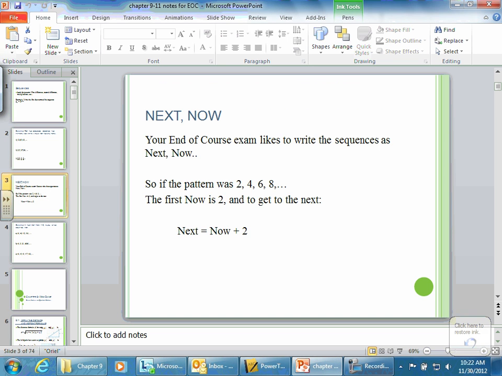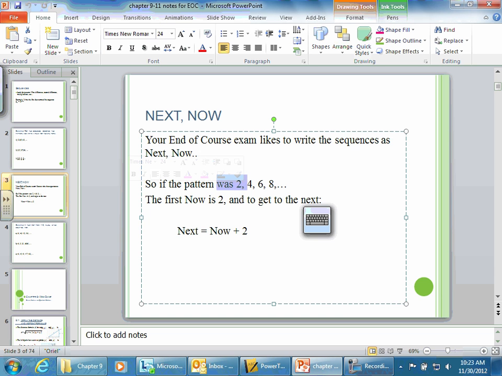All right, next now is what we're kind of talking about. So if you saw the pattern of 2, 4, 6, 8, and the first now is the 2, then you can write, to get to that next part, the 2, the now plus the 2, when you see the pattern of adding 2.